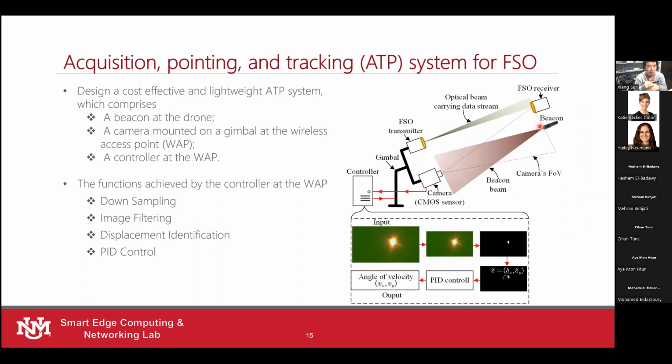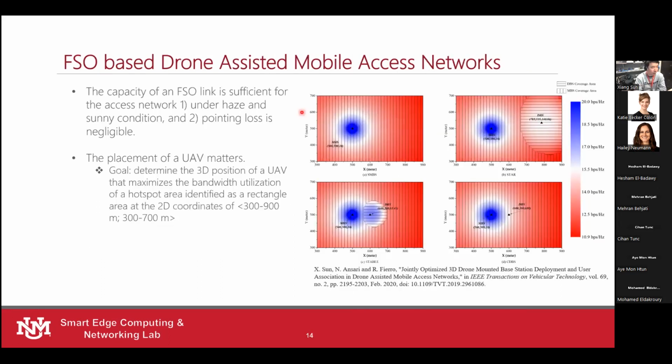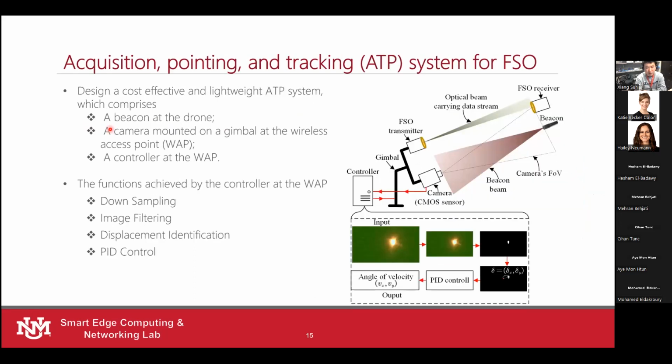So, we previously mentioned that the capacity of our FSO link is sufficient for the access network if the pointing loss is negligible. Here the question is whether the pointing loss is negligible as compared to the other losses. So here we try to evaluate the pointing loss of our FSO link. I've mentioned that the ATP system is always used in FSO communications to mitigate the pointing loss.